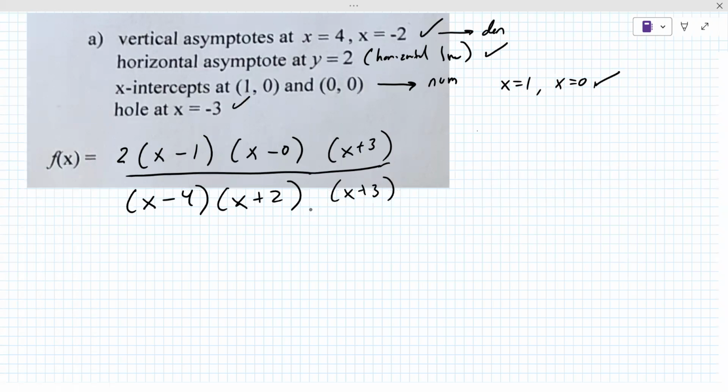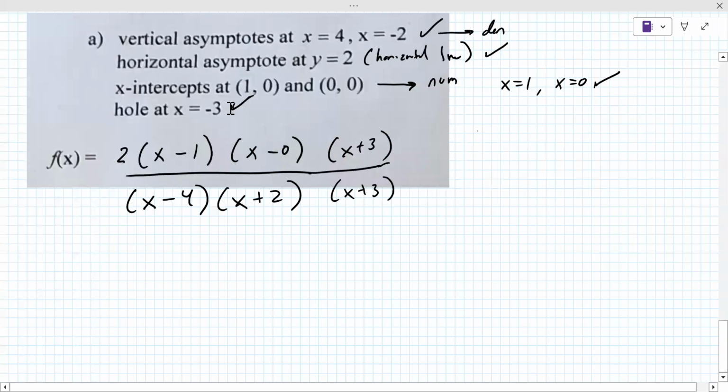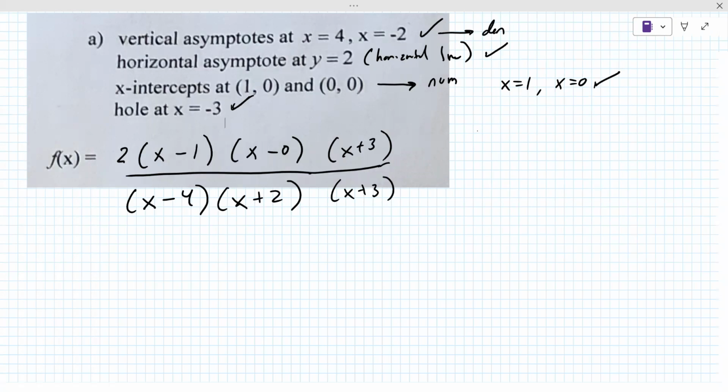Okay. So basically this problem is about you knowing, okay, vertical asymptotes affect the bottom, x-intercepts are the top, holes are factors that cancel. Horizontal lines, top heavy, bottom heavy, things like that. Mm-hmm. Is that it? That is it.